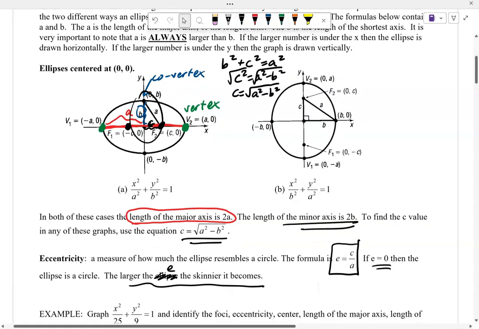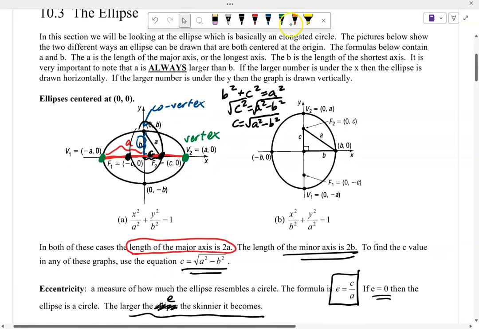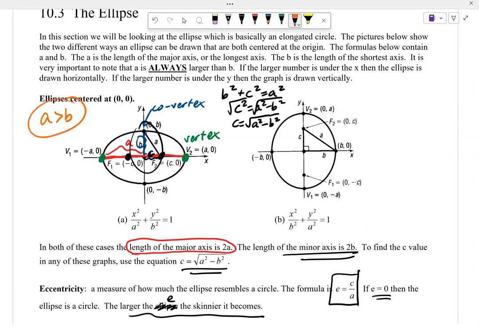Okay, well, let's do an example here. Let's go ahead and graph x squared. Oh, and I'm sorry, I forgot to mention one other very important thing here. The A value is bigger than the B value, okay? Notice that when it's elongated, like in this case over here, when the major axis is horizontal, the A value is underneath the x squared. Whereas if it's elongated vertically, the major axis is vertical now, then the A is underneath the y squared. So you want to keep in mind that the A value is always bigger than the B value.